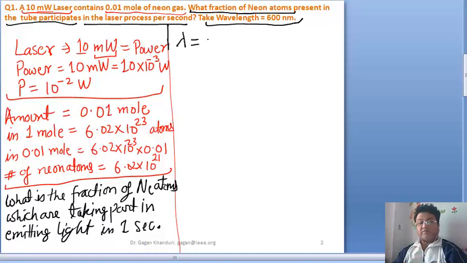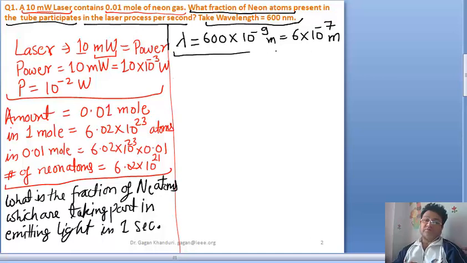So the wavelength of the light is given as 600 nanometer. It means 600 into 10 to the power minus 9 meter, which means 6 into 10 raised to the power minus 7 meters. Okay, so this is the fourth information.